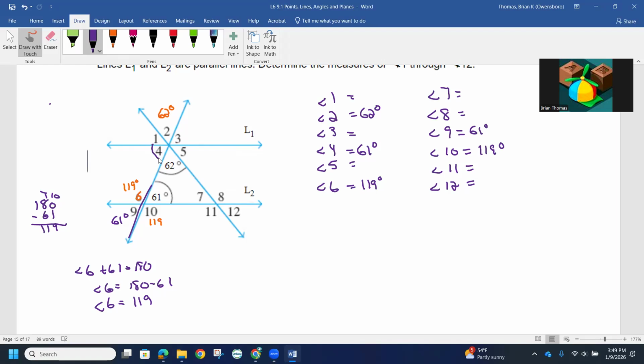Well, if angle 4 is 61 degrees, because 119 plus 61 is 180, that means angle 3 has to be 61 degrees because those are vertical angles. So it's like a puzzle. I do like puzzles, so sorry. You may not like puzzles like I do, but I enjoy this type of stuff. 61 degrees. Now what?